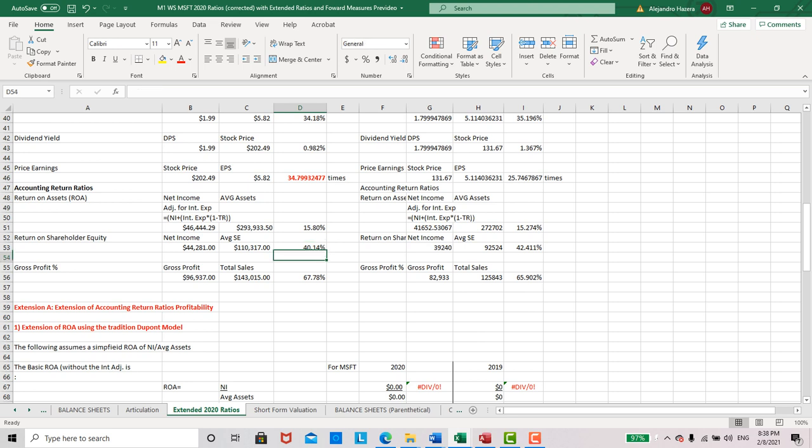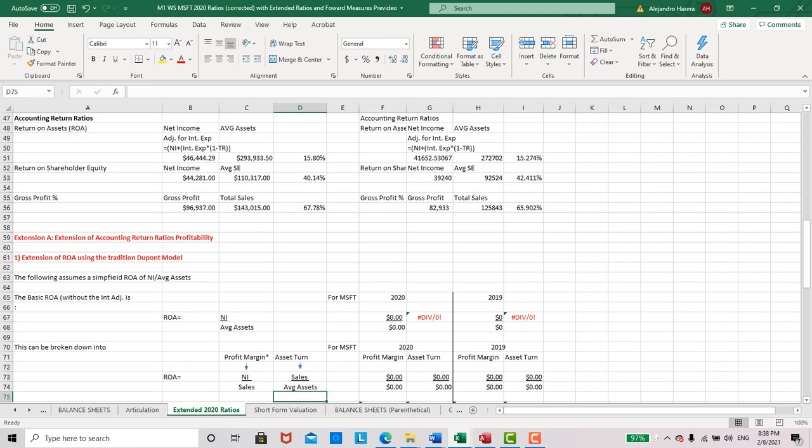So the traditional way of looking at these ratios is to break them down, especially starting with return on assets. For Microsoft, I'm just going to repeat the calculations and then show you how it's broken down. I'm going to compute basic return on assets without the analyst adjustment of adding back interest expense net of taxes. So I'm going to take net income over average assets, which gives you a basic measure of return on assets.